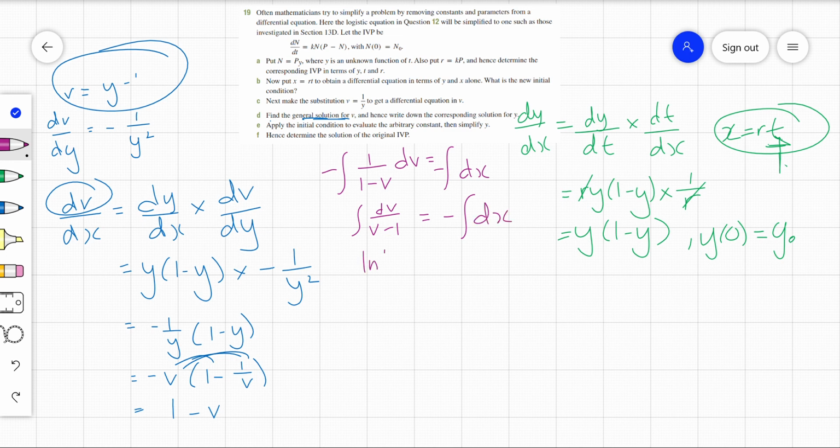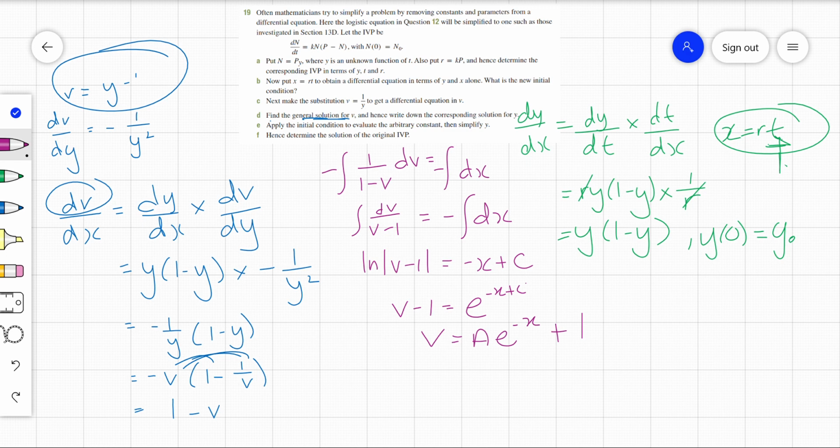So now this is a log, a nice log, and this is a minus x plus c. If I exponentiate that, I will get e to the minus x plus c, and that is e to the plus c times e to the minus x, I can just make a constant, a. And then that bit, I might add 1 so I can put v as the subject.